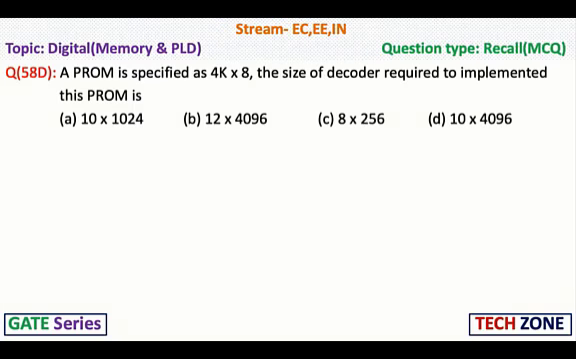Next, the question here is, a PROM is specified as 4K by 8. The size of decoder required to implement this PROM is option A 10 by 1024, option B 12 by 4096, option C 8 by 256, option D 10 by 4096.